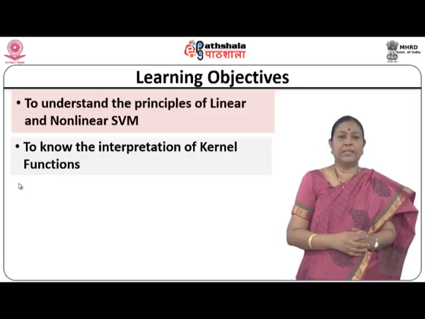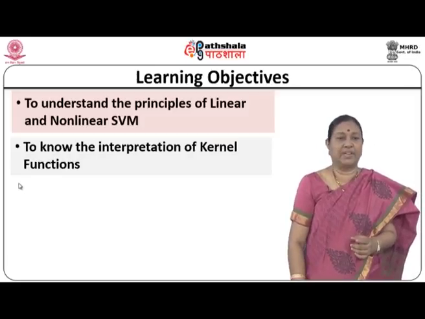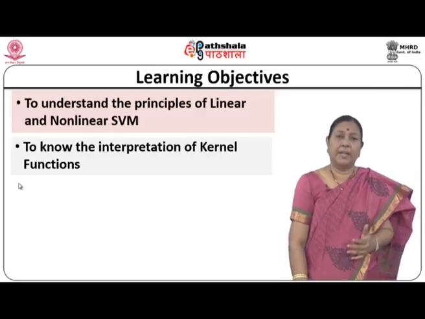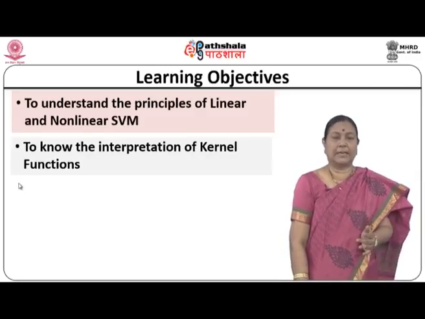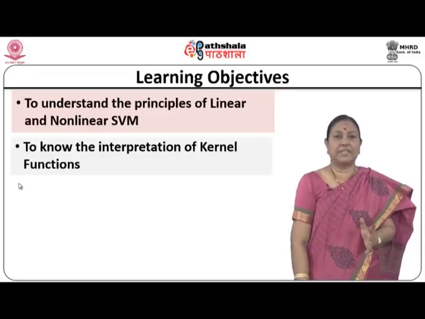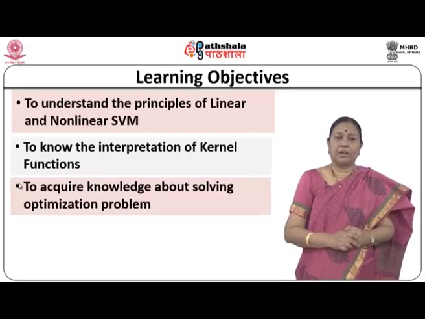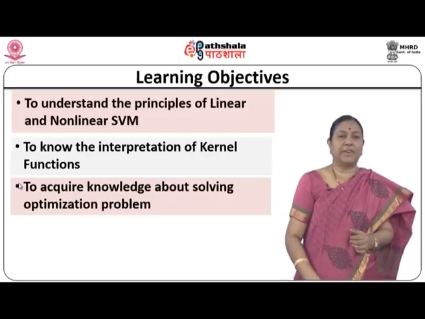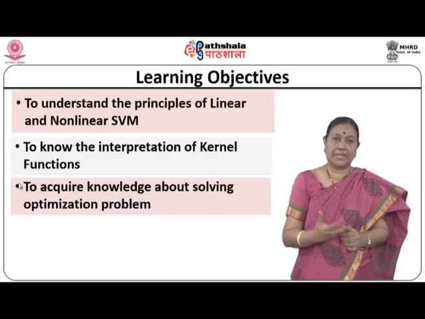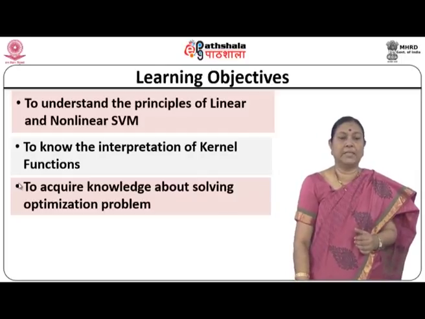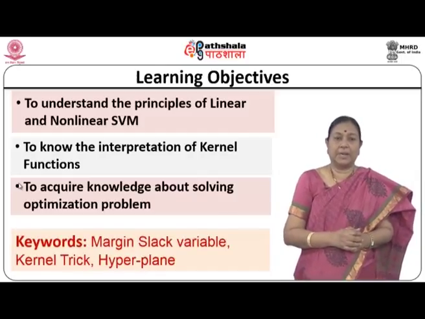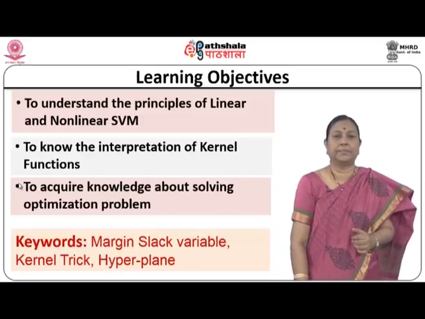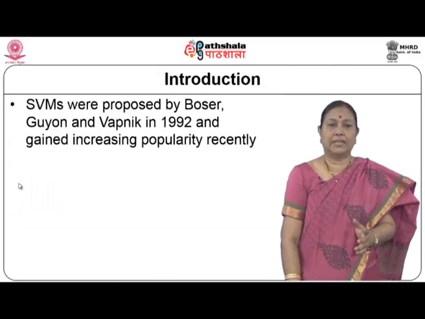Then we want to know the interpretation of what are called kernel functions. We will come to that. These kernel functions have become very important today in other machine learning techniques also, but it initially started with SVM. And to acquire knowledge about solving the optimization problem that we need to solve in a support vector machine, we will come to that and explain what is to be optimized. And these are the keywords: margin, slack variable, kernel trick, and hyperplane. Okay.